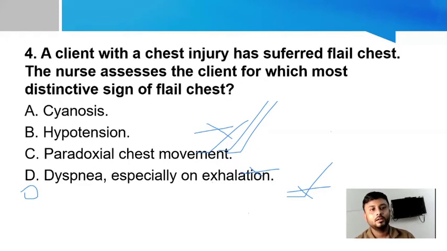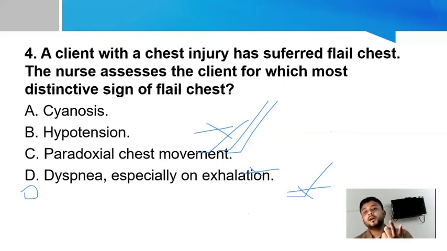The fourth question is: a client with a chest injury has suffered flail chest. The nurse assesses the client for which most distinctive sign of flail chest. There are two terminologies. First one is flail chest, second one is distinctive sign. So what is flail chest? Flail chest is a type of rib fracture where more than three ribs get fractured.